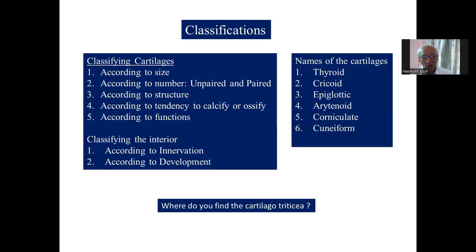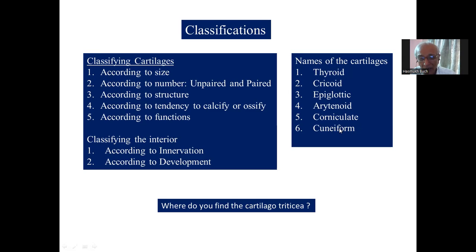Now, which are the cartilages? On the right, the names of the cartilages are appearing. Here they are: thyroid, cricoid, epiglottis, arytenoid, corniculate, cuneiform. Now, you take up any one cartilage. Suppose we take the smallest, cuneiform.